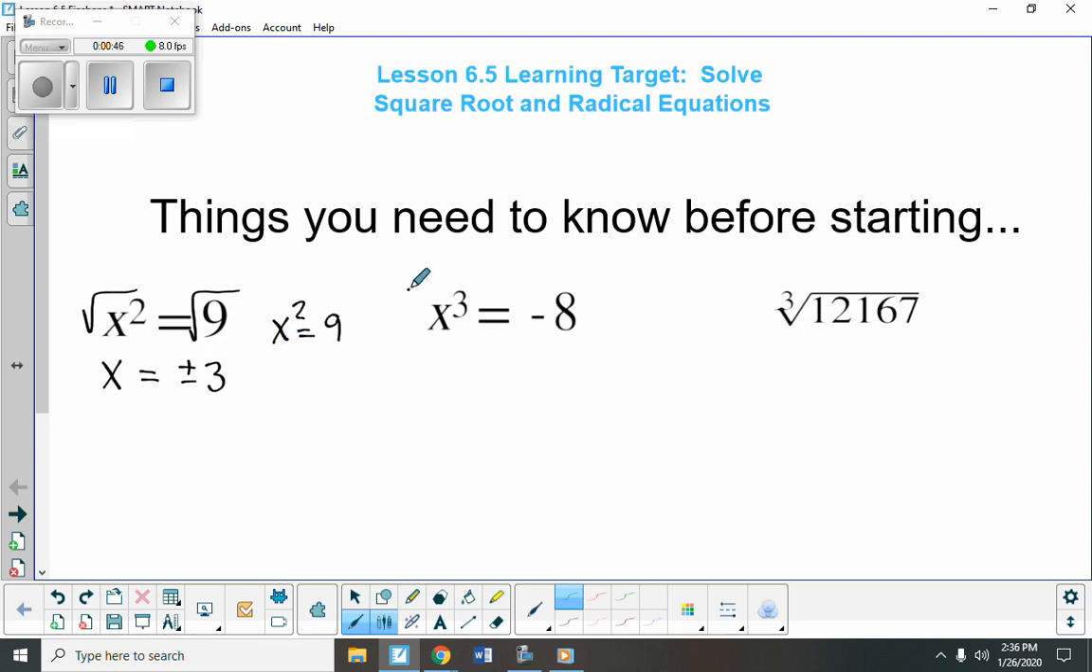Here we have a cube root, or we have x cubed. The inverse is the cube root, so we take the cube root of both sides. So x equals, now here we're saying, what is the value that if you cube it will give you negative 8? Well, there's only one value that's true, and it would be negative 2. And then the cube root of 12,167, you can either put that in your calculator, or you can look at your chart of cubes and find that number, and the cube root would be 23.